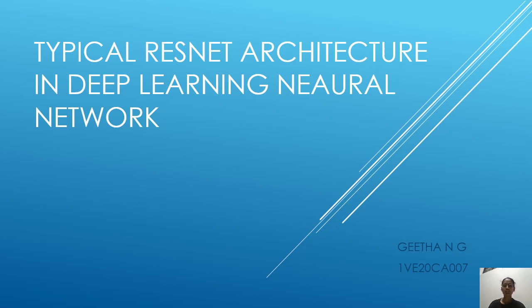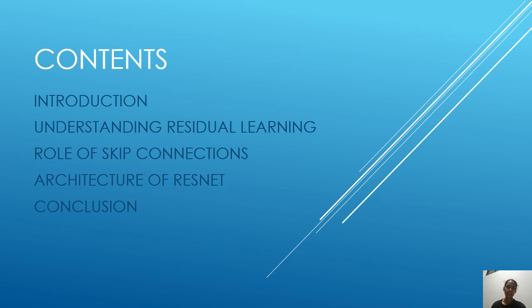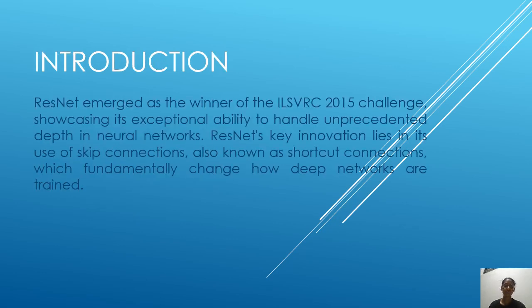Today we are going to learn about the typical residual network architecture in deep learning neural networks. Let us see the contents. The contents of this topic are: introduction, understanding residual learning, the role of skip connections in the residual network, architecture of the residual network, and the conclusion. Let us see the introduction.